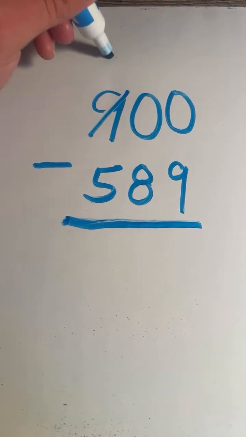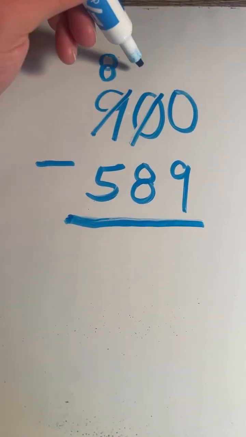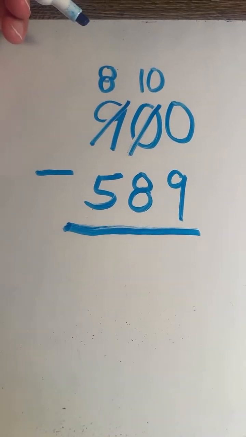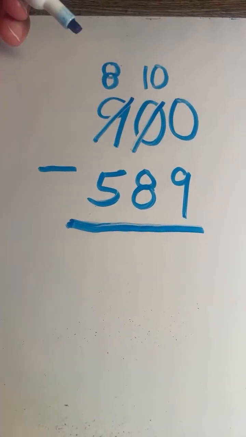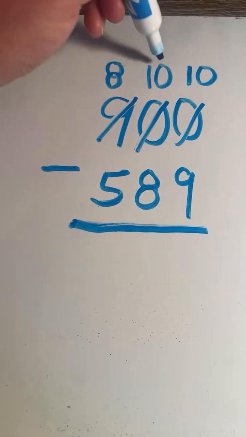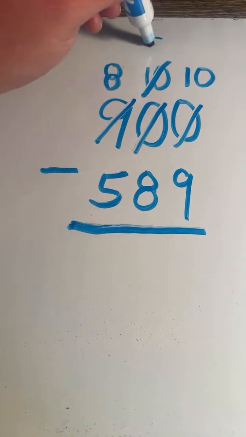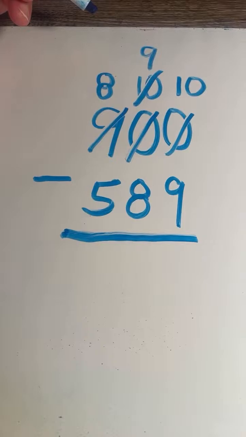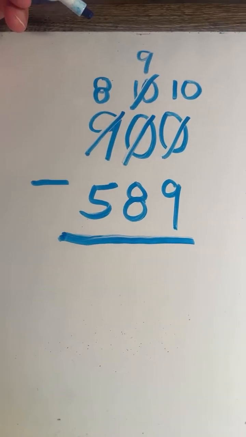So that 9 is going to become an 8. And that 0 is going to become a 10. Next, going to the ones place. You can't start with 0 and take away 9. That 0 becomes a 10. Then we have to take away 1 in the tens place. That 10 becomes a 9. And now we are ready to subtract.